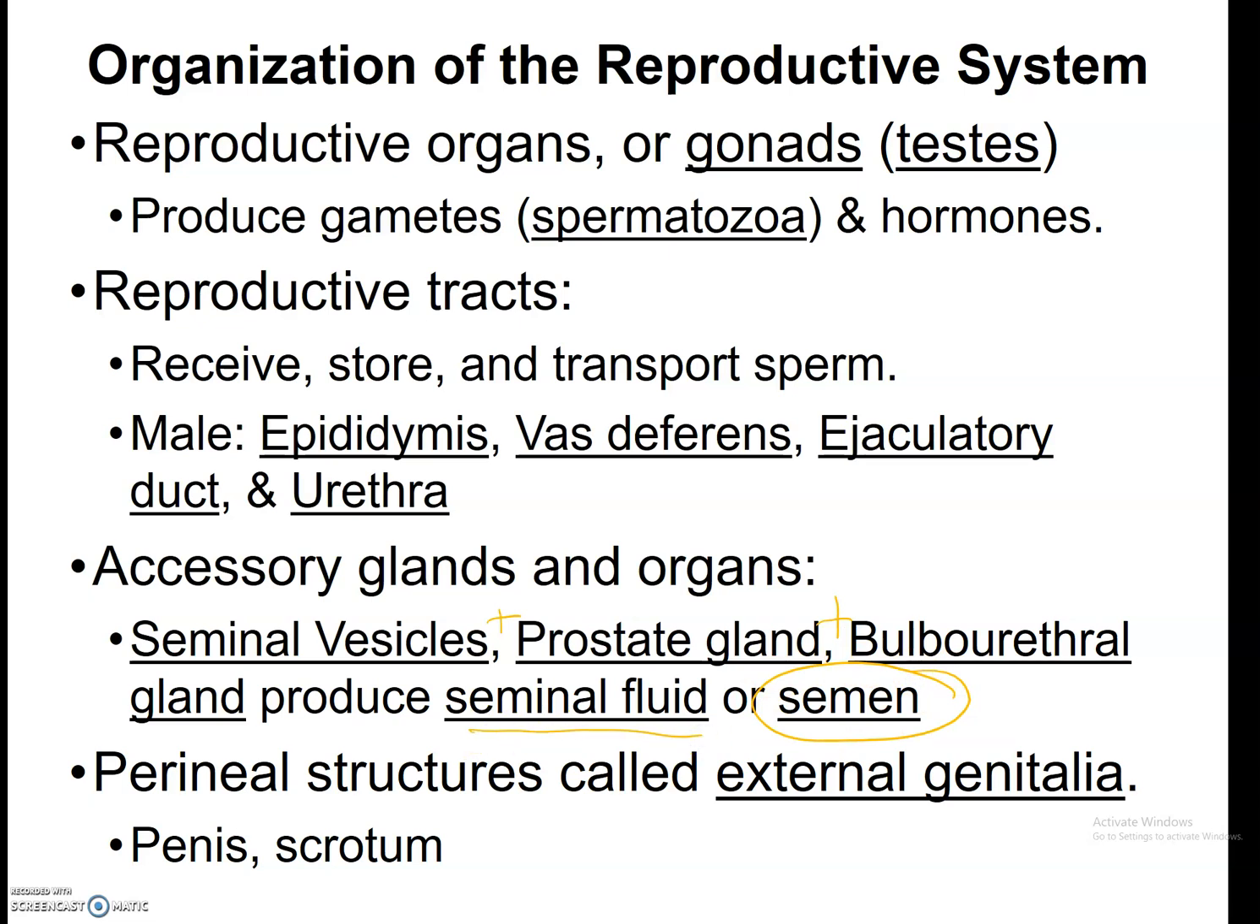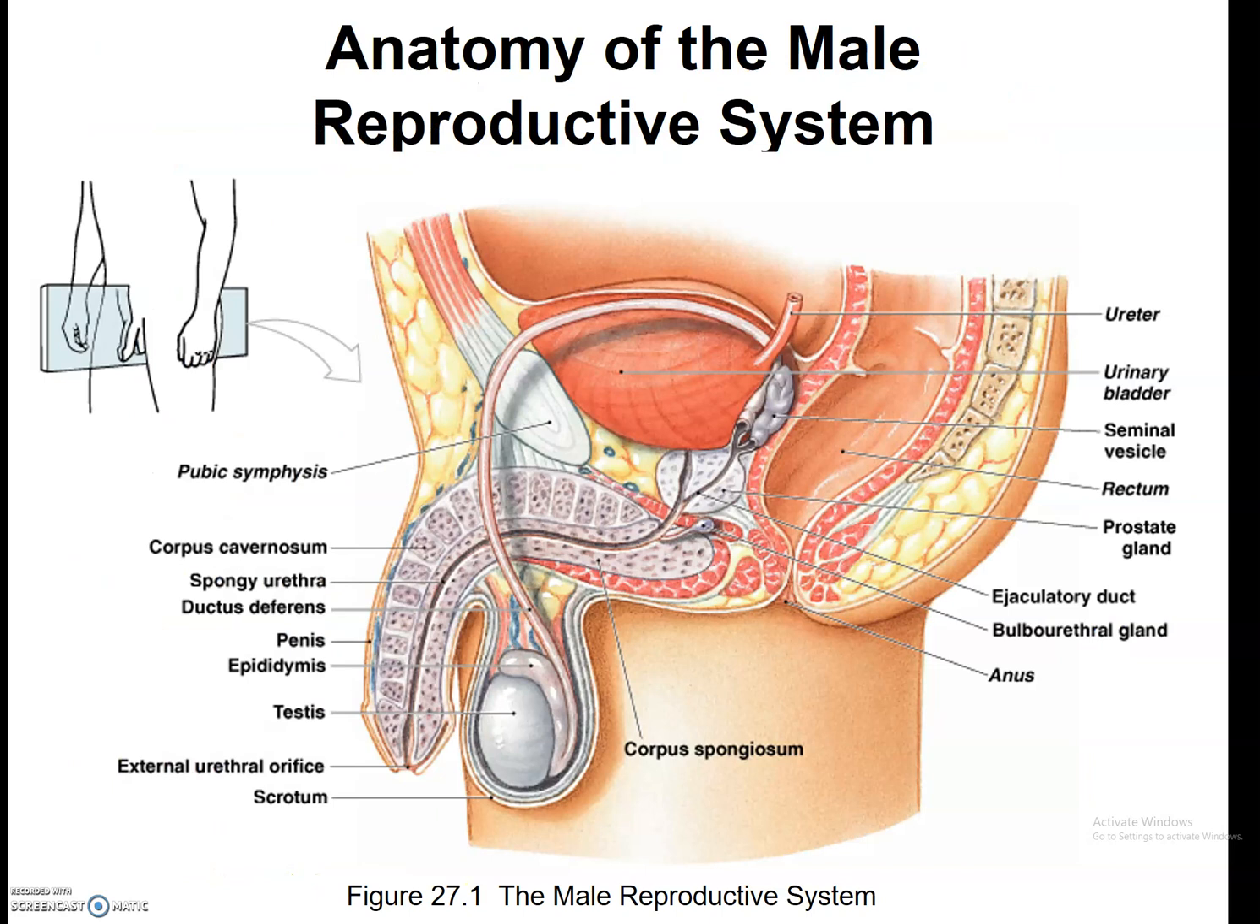Perineal structures are called the external genitalia, or penile structures, you could say. Those are going to be the penis and the scrotum, and those are the easiest to view externally. So, just looking at the overall gross anatomy of the male reproductive system, let's start internally with the testes.